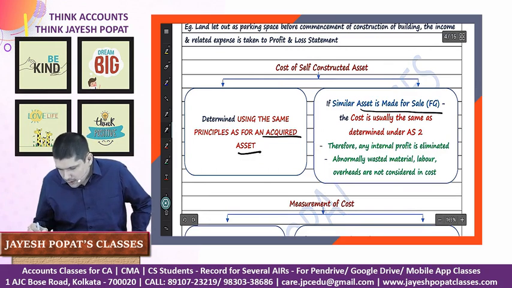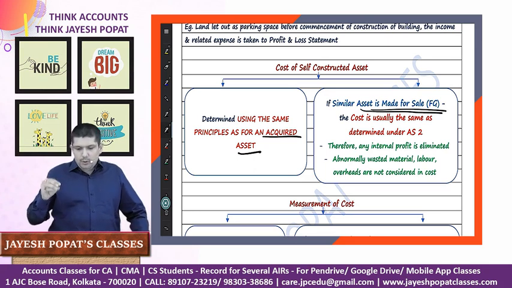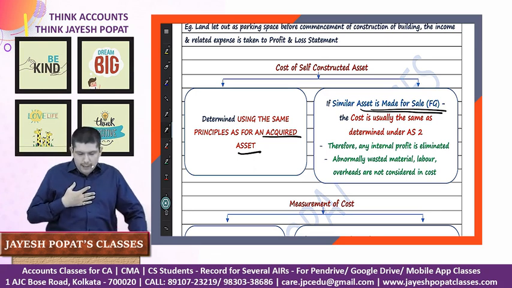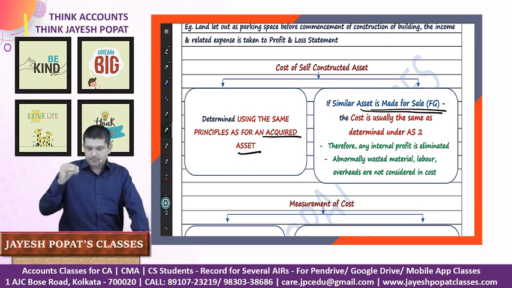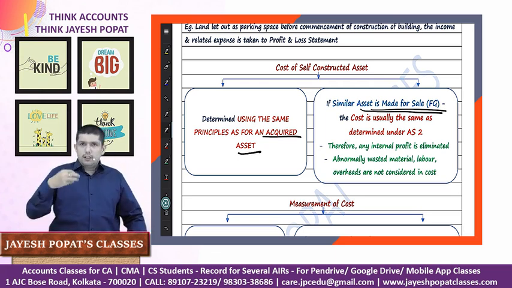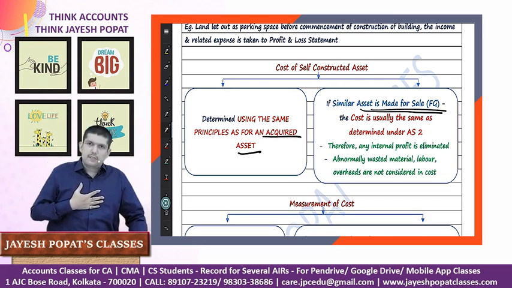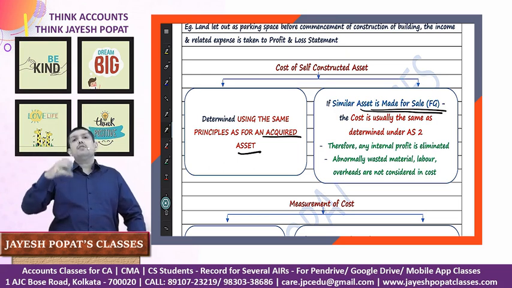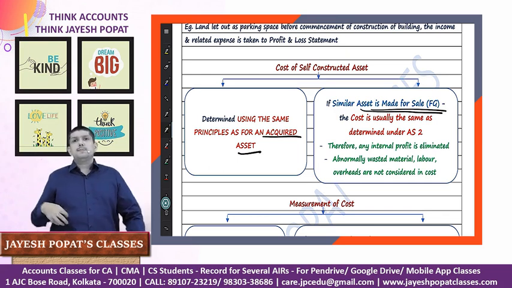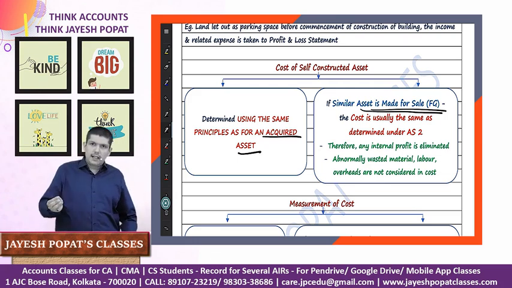If there is a similar asset which is made for sale, means let's say I am into construction of buildings and now I am constructing my own office building, right? The same principles which I use, or maybe I can give you another example would be better. Let's say I am into manufacturing of laptops and I want to take certain laptops for my office use as well, right? So the laptop which I am manufacturing for sale will be considered as my inventory, but the laptop which I want to use for my business purpose will be considered as my PP. How will I calculate the cost of that item of laptop?